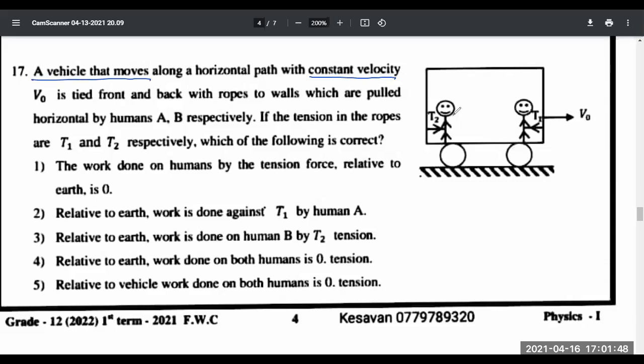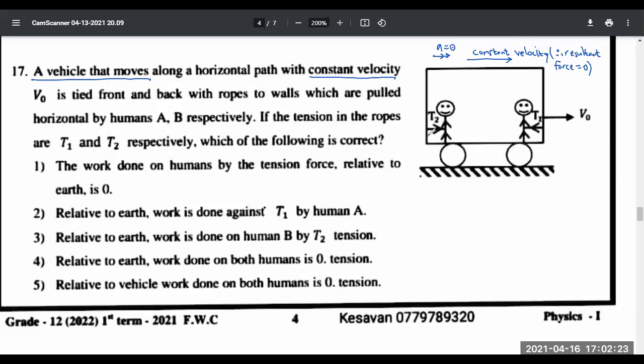There's a question like this exactly in the past papers, correct? So if it is moving at constant velocity, what is the conclusion we can make from that? Resultant force is 0. Okay, and so the vehicle doesn't have any acceleration. So the people inside the vehicle, this person and this person, they also should have 0 acceleration. Therefore, the resultant force acting on them must be 0.